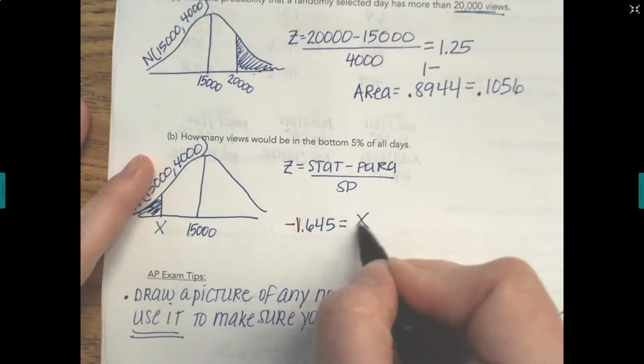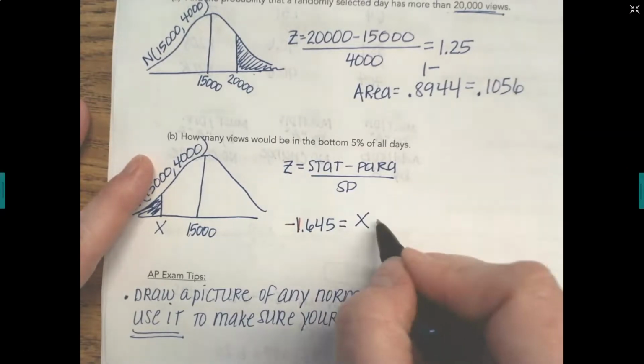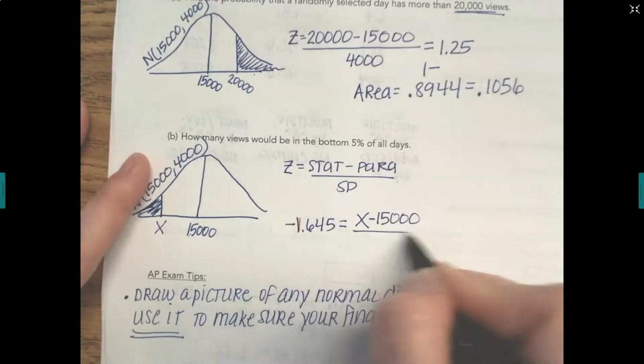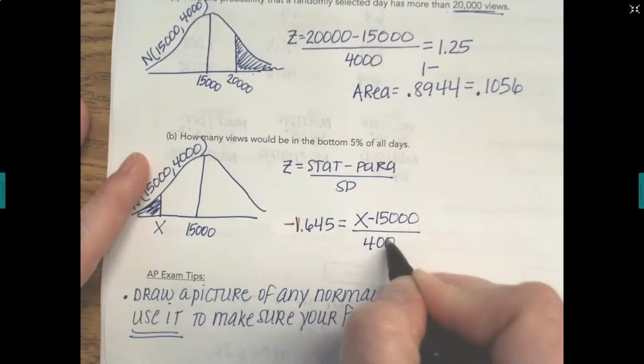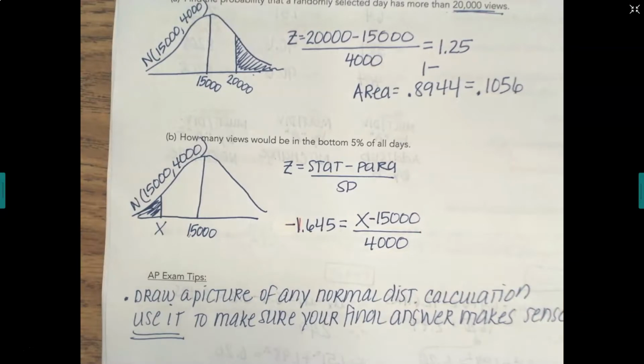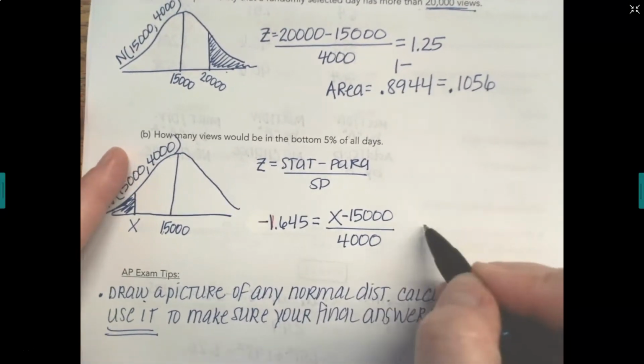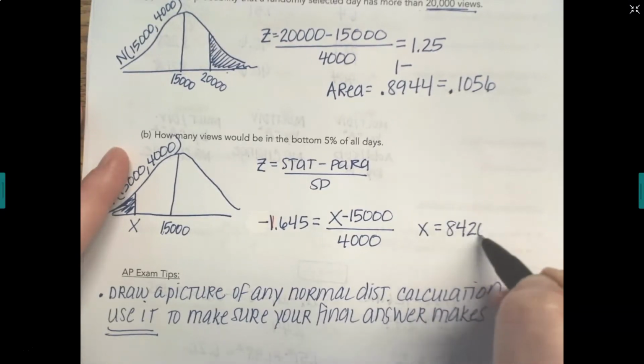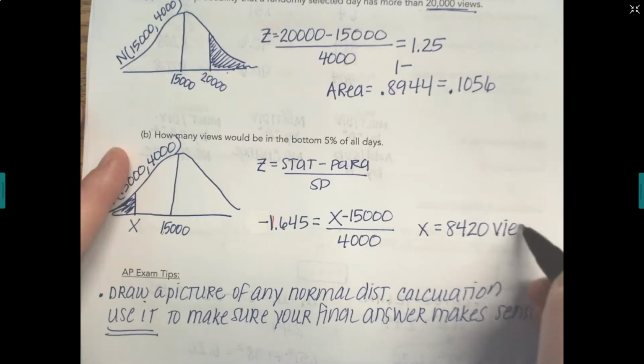Equals some number that we don't know what it is, minus the parameter of 15,000, divided by the standard deviation of 4,000. Then you have to use some algebra here, and when you solve it all out, you get x equals 8,420 views.